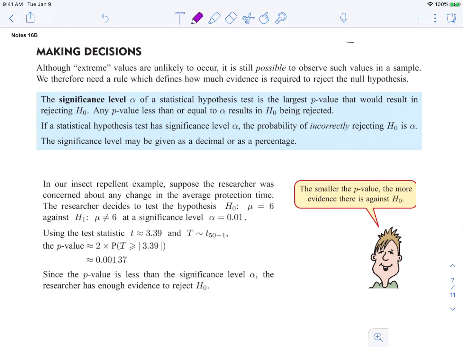All right, making decisions. Go ahead and pause the video and read this slide. All right, I'd like to read what's in this blue box.